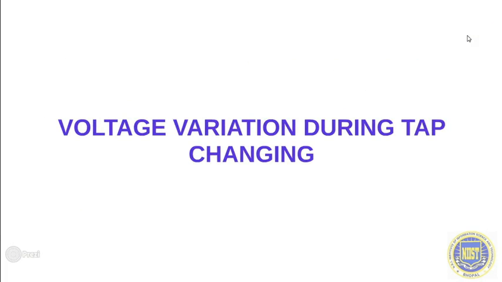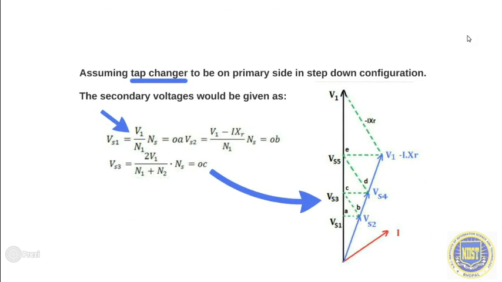These voltage variations do take place in accordance with certain fundamentals. The fundamental that lies here is addition of an extra number of turns or removal of a number of turns from the circuit. Now this is done by using a device called tap changer, and if we assume our tap changer to be connected to the primary side in a step down configuration, that is on the high voltage side of a transformer, then the secondary voltage will be given as Vs1 equal to V1 upon N1 into Ns, and this is shown by the vector OA in the phasor diagram towards the right side.